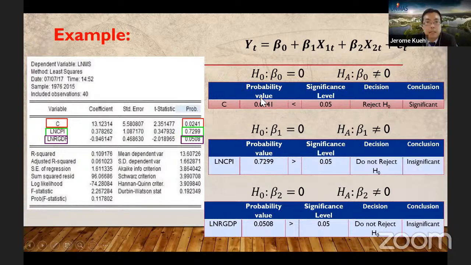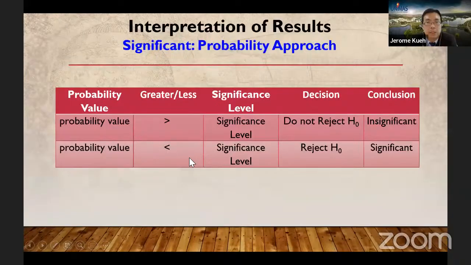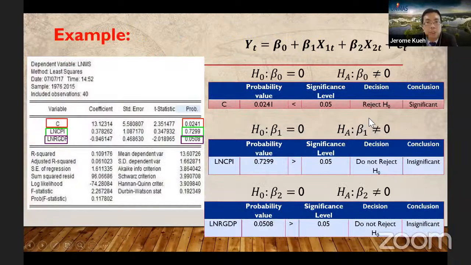Then you have the output from EViews. We need to base on the guideline that I shared with you just now to help us decide whether we reject or do not reject the null hypothesis. Those are the very common things that we have gone through, and we base on the guideline to determine, for each estimator individually, whether it is statistically significant or not.